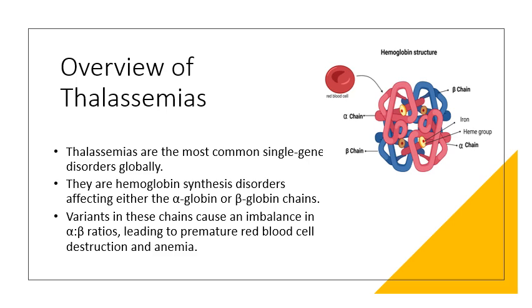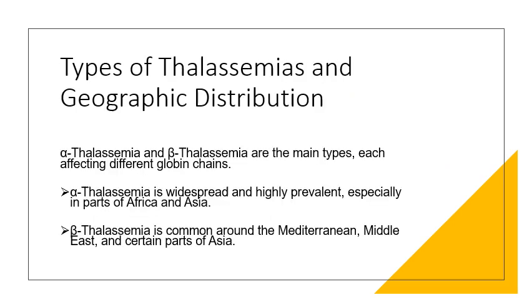Thalassemias are the most prevalent single gene disorders worldwide. These are disorders in hemoglobin synthesis that affect either the alpha or beta chains, resulting in an imbalance that leads to red blood cell destruction and anemia. There are two primary types of thalassemias, alpha thalassemia and beta thalassemia, and each impacts a specific globin chain. Alpha thalassemia is particularly prevalent across Africa and Asia, while beta thalassemia is more common in the Mediterranean and Middle Eastern regions.